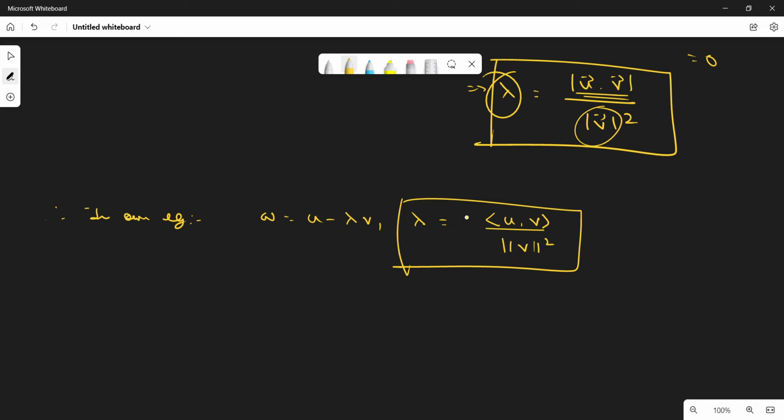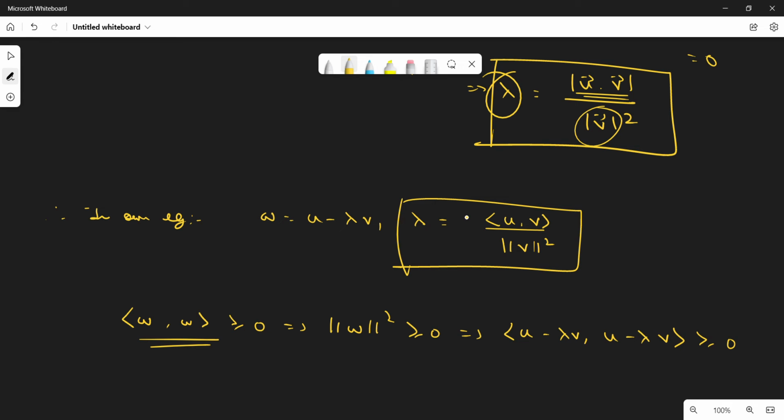Now see, since this is the inner product space, we can define the inner product on w. So this is greater than or equal to 0, which implies norm of w squared is greater than or equal to 0. Norm of w squared can be written as the inner product of u minus lambda v with itself. We could have done this directly from here as well, so from this statement we get u minus lambda v, inner product, greater than or equal to 0. Clear?